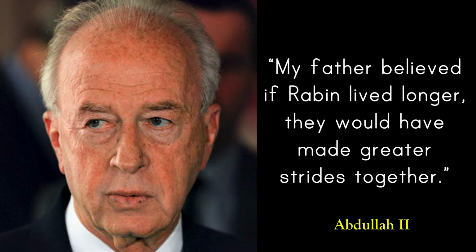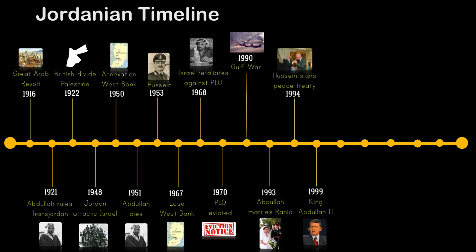And then Rabin is assassinated a year later, after he signed the peace treaty in 1995, by a Jewish extremist while attending, of all things, a peace rally in Tel Aviv. Abdullah said my father believed if Rabin lived longer, they would have made greater strides together in bringing about a comprehensive Arab-Israeli settlement. So sad that he didn't live longer to see what would have happened.